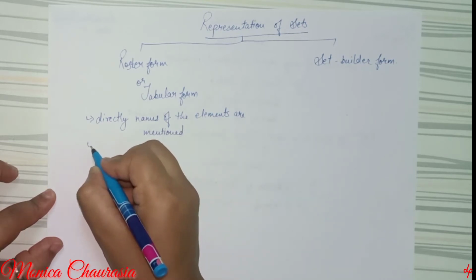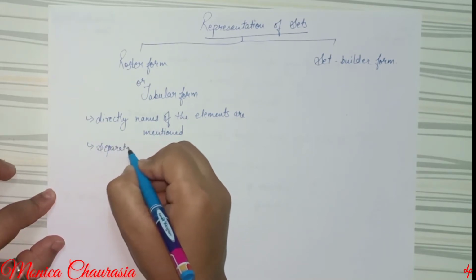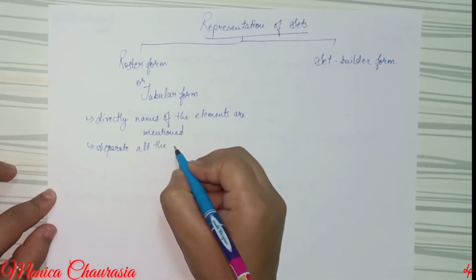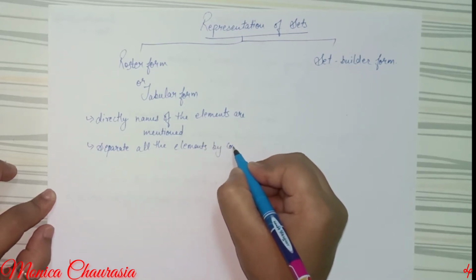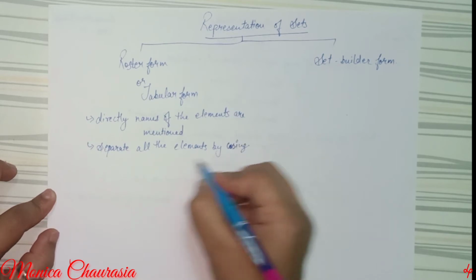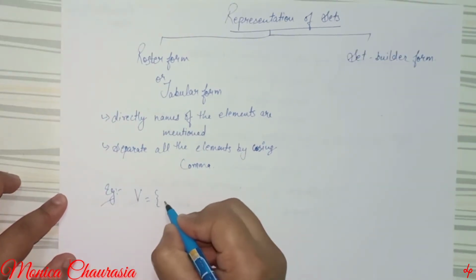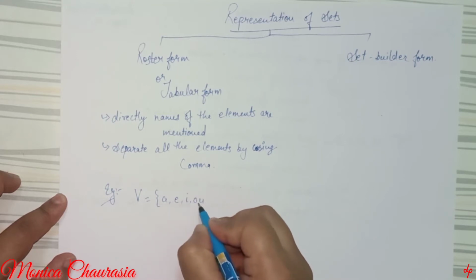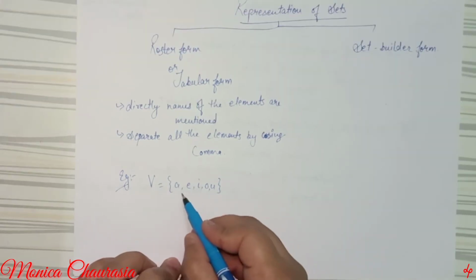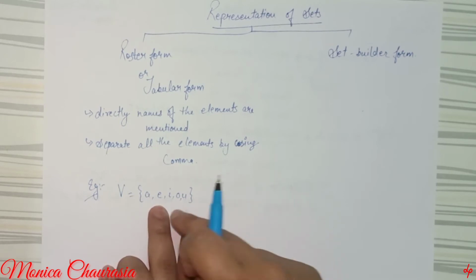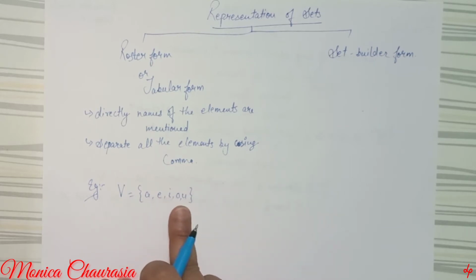Or in the second thing, here we separate all the elements by using comma. For example, take a set of the vowels A, E, I, O, U. What do we see? We see that we separate all the elements by the comma and we mention what the elements are. A, E, I, O, U are the elements of the set. So here we mention the elements.